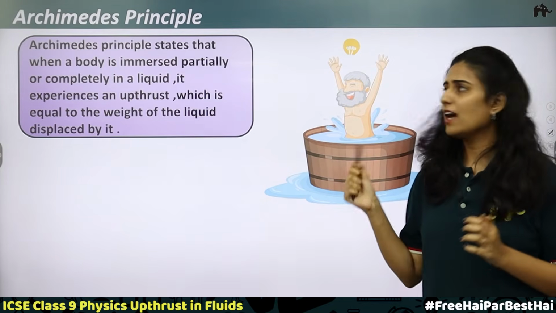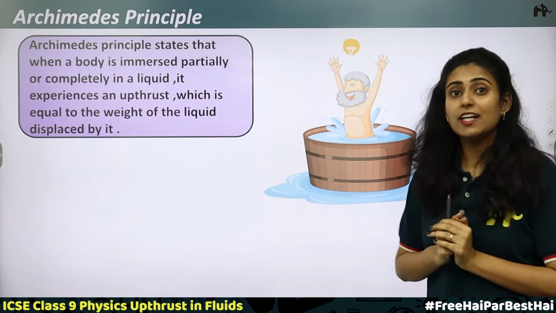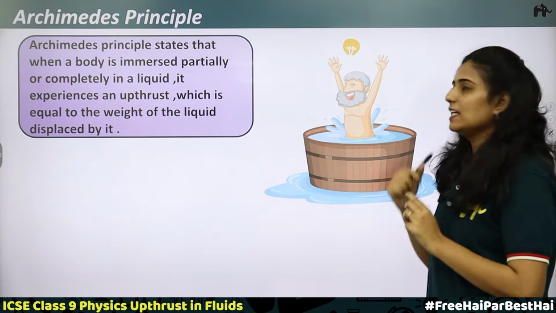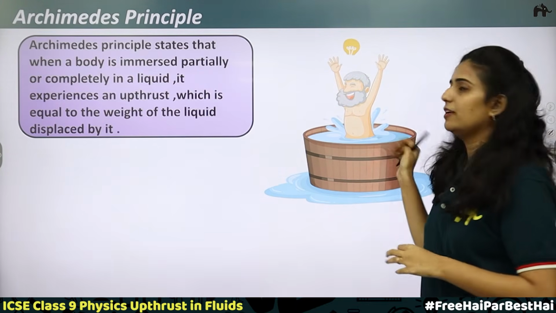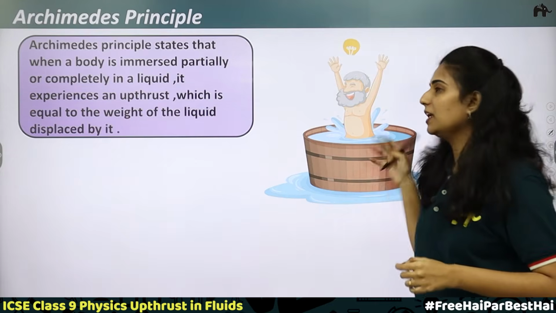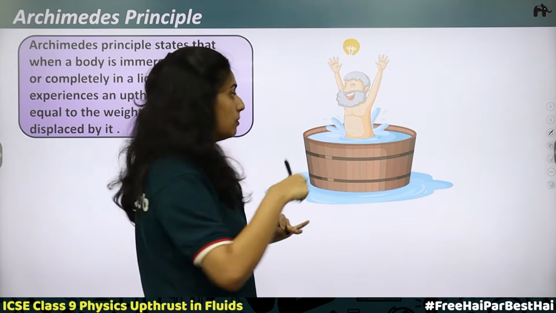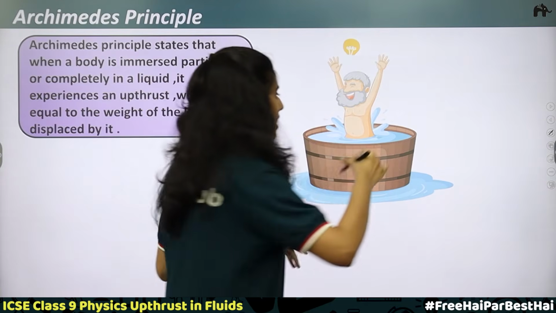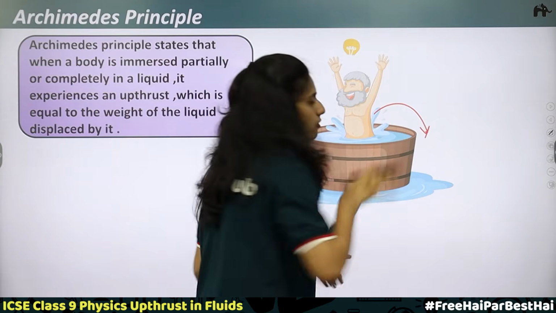Archimedes Principle. Have you heard about the scientist, mathematician Archimedes? Have you heard the Eureka story? So one day, Archimedes was going to take a bath. In the bathtub he filled with water, and he stepped inside the bathtub. When he stepped inside the bathtub, the water started rising and getting displaced. Okay, the water started falling out of the bathtub.